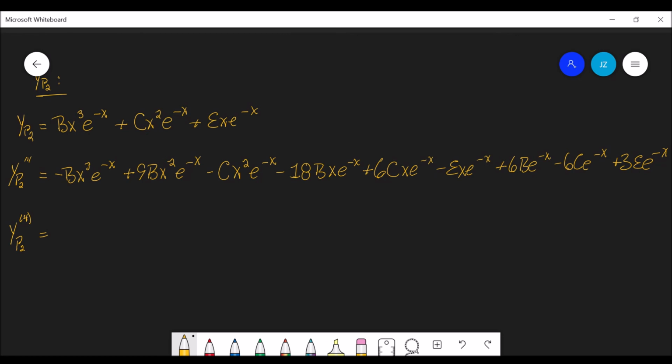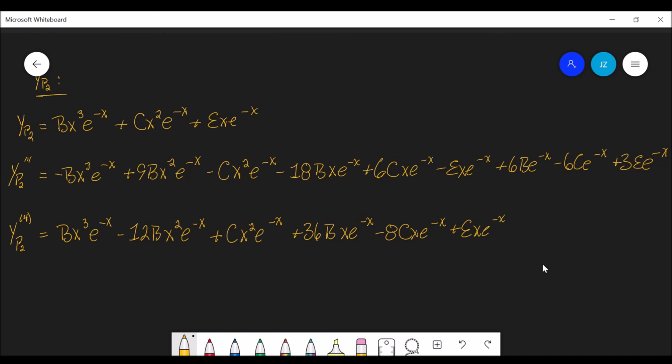The fourth derivative is bx cubed e to the minus x minus 12bx squared e to the minus x plus cx squared e to the minus x plus 36bx e to the minus x minus 8cx e to the minus x plus ex e to the minus x minus 24b e to the minus x plus 12c e to the minus x minus 4e e to the minus x.